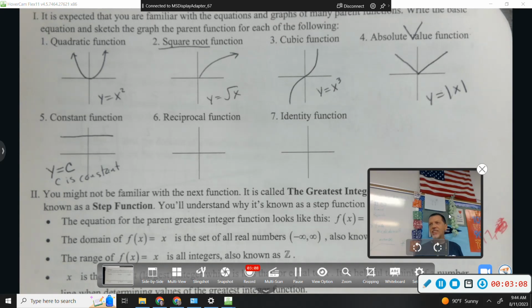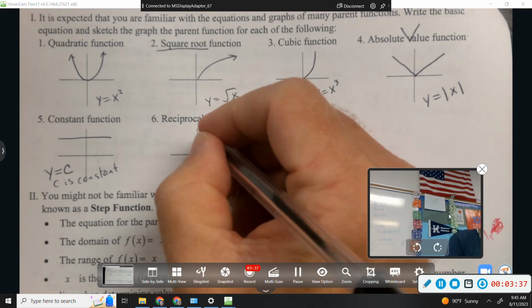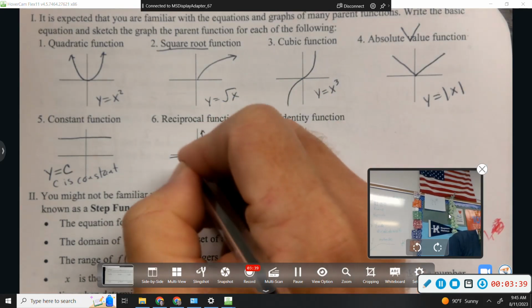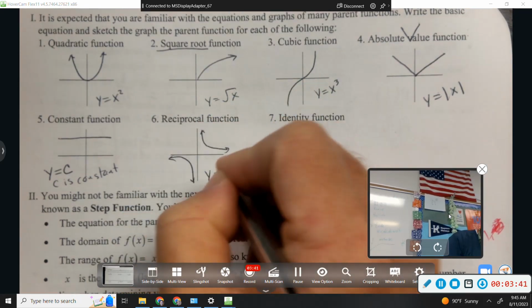Reciprocal function? That's a fun one to try to draw in the air. It's really fun to try to draw both branches with both hands. I think this is right. Oh, no. I might be backwards because I'm doing it how I would see it. How about I just draw it? Like that? Y equals 1 over x.